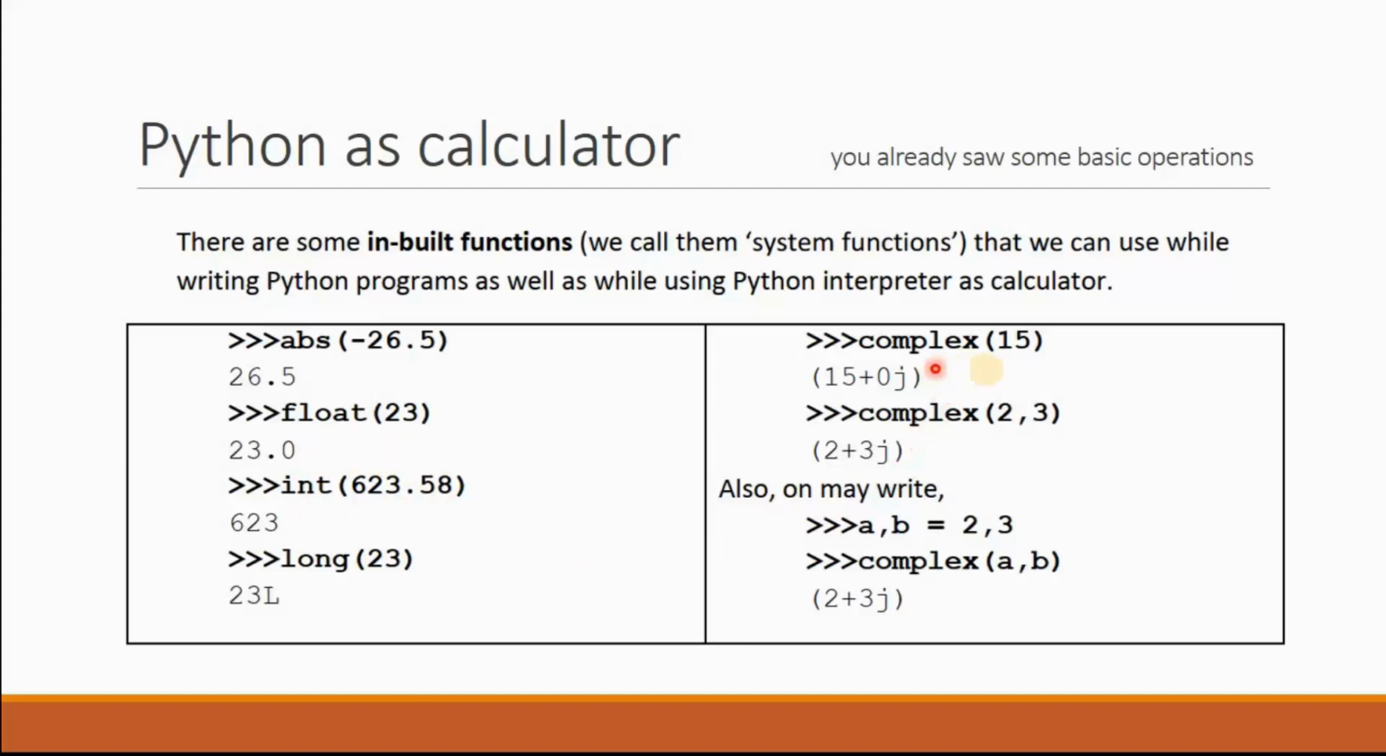So this way you can convert real numbers to complex numbers. This way also you can write a complex number. Complex 2 comma 3 means 2 plus 3j. Okay, so these are some inbuilt functions that come with Python for swapping the types of the variables.